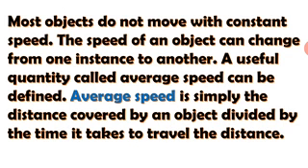So most objects do not move with constant speed. The speed of an object can change from one instance to another. A useful quantity called average speed can be defined. Average speed is simply the distance covered by an object divided by the time it takes to travel the distance.